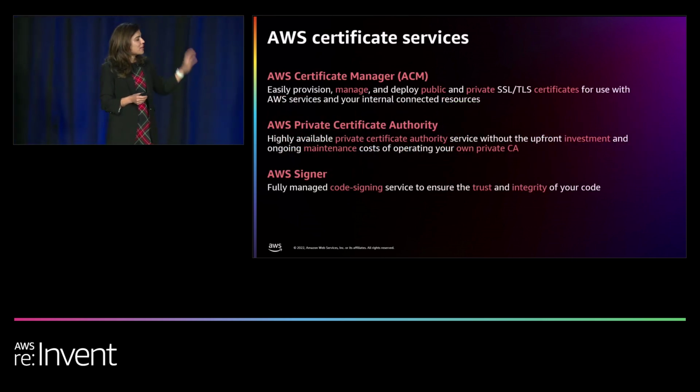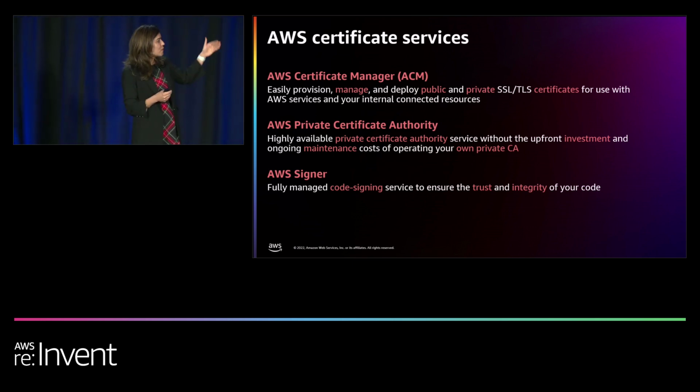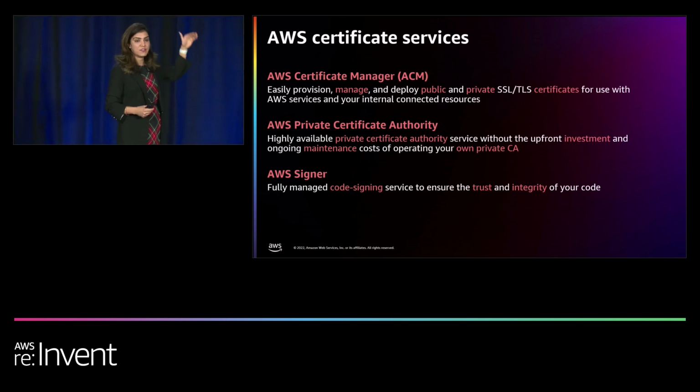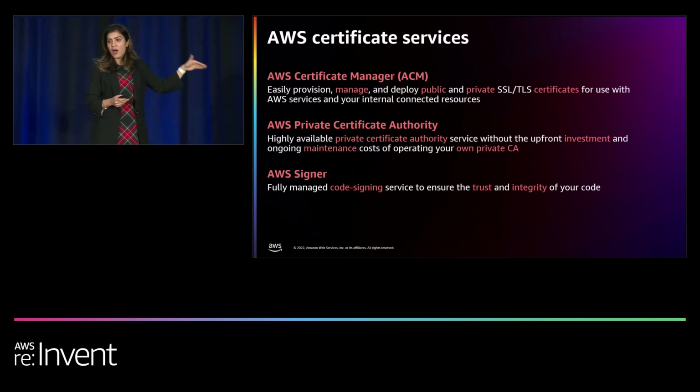And for the next part of this session, I'm going to talk about different AWS services which are available for all the topics that we talked about. How can we manage certificates? How can we manage certificate authorities? And in the end, how can we generate code signing certificates which can be integrated into your build process? So let's start with the first one.